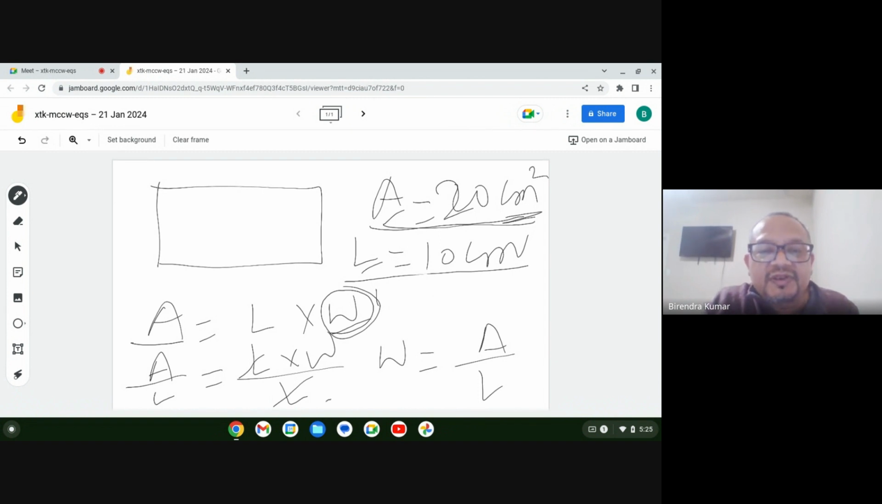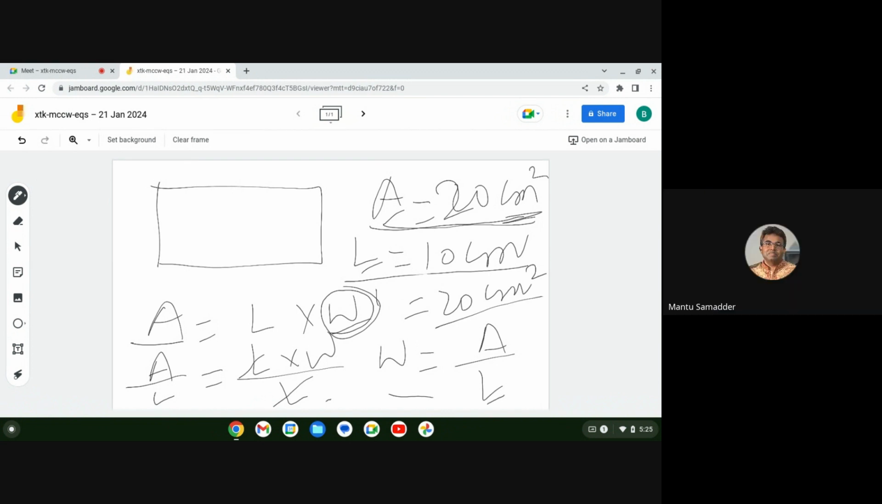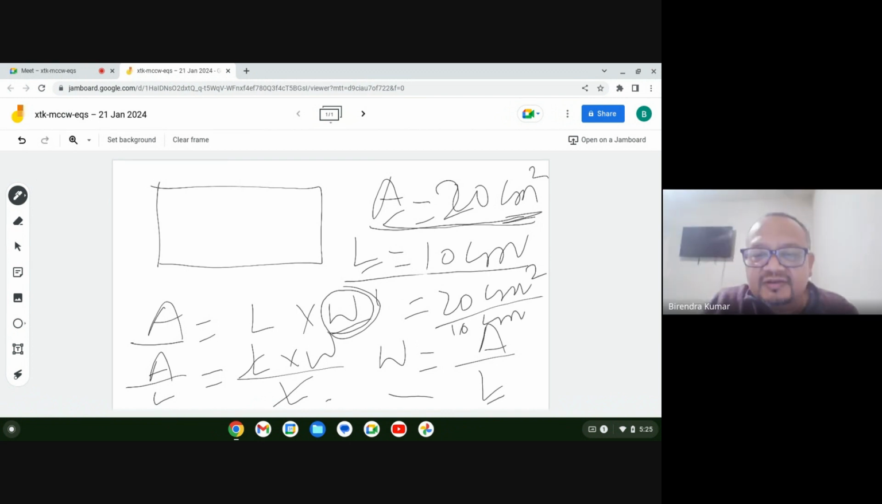Tomorrow, let's say if you know the width, you are trying to find out length, what will you do? You'll divide both the sides with width. So length will become area by width, right? Now this is your new formula. You'll put the value here. Area is 20 centimeter square divided by length is 10 centimeter.